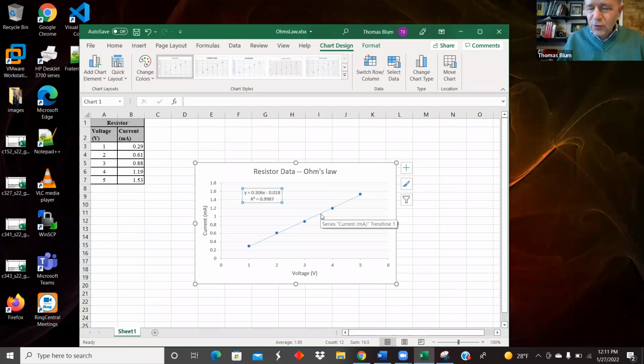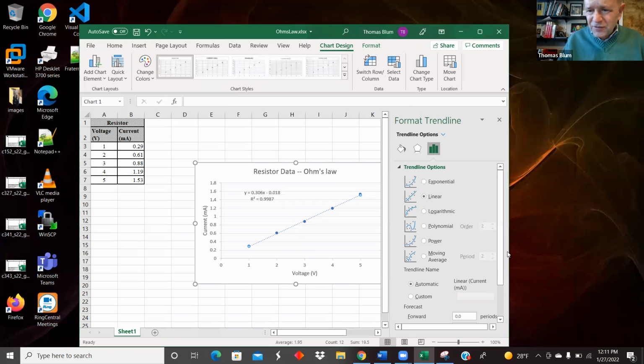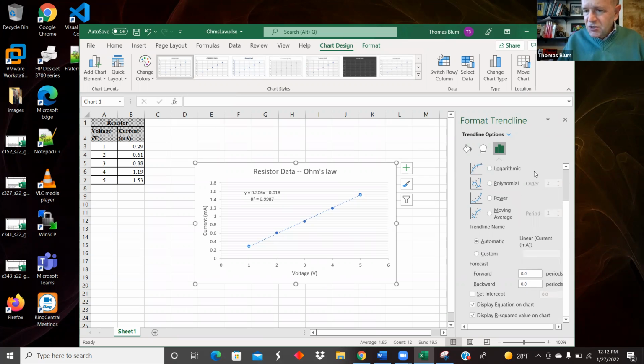The same way you would do if you were changing it to a square, or a polynomial fit or an exponential fit, you right click on the line and say format the trend line. We're not going to change the type, but we're going to change the intercept. So I'm going to click this set intercept and set it to 0. Now it changed the equation. It got rid of the constant term in the equation.